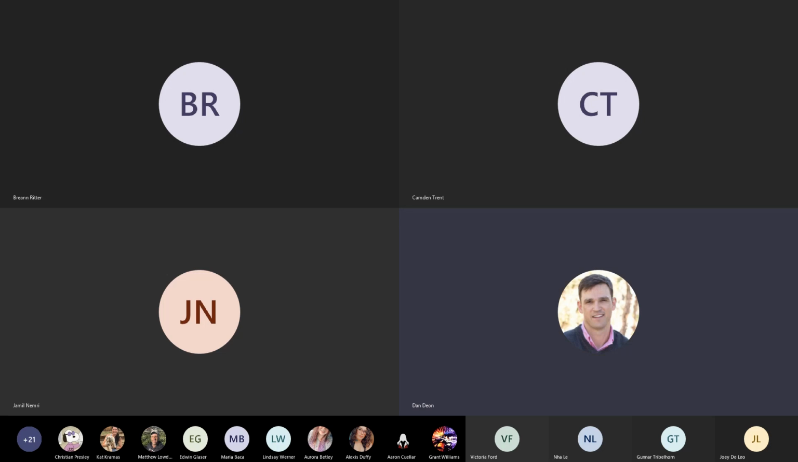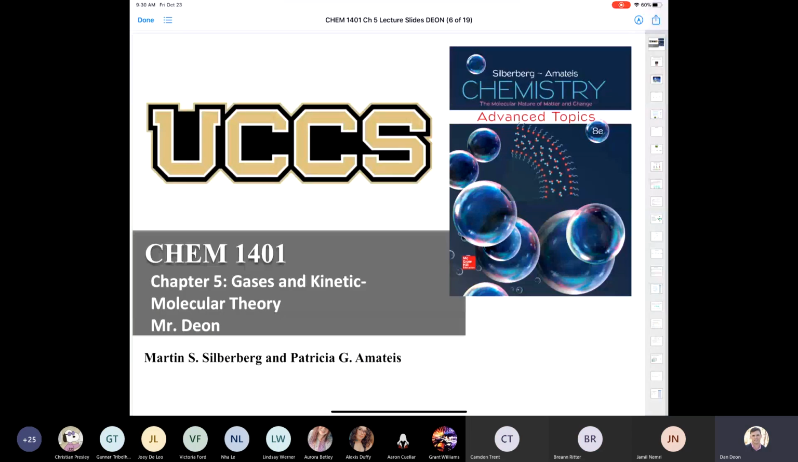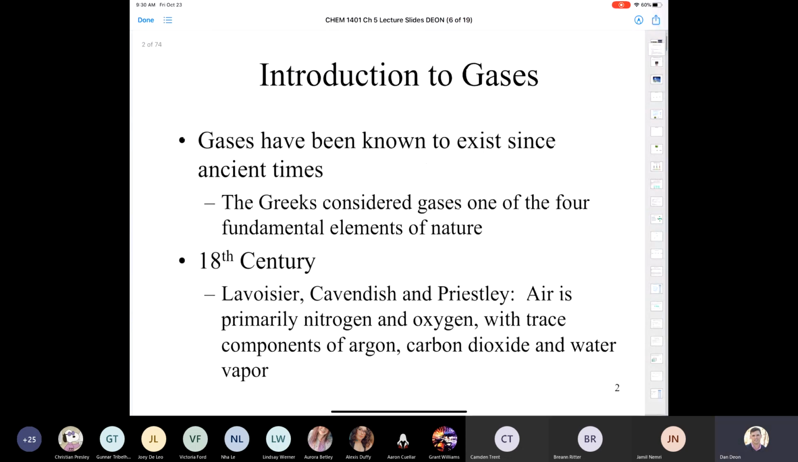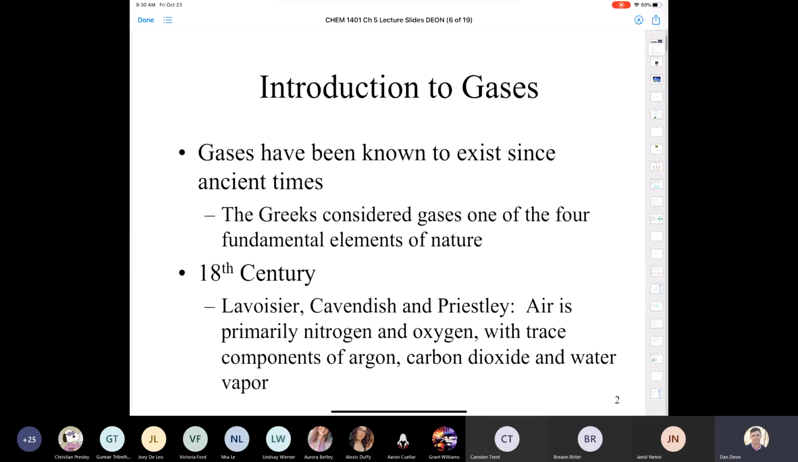Okay, this is chapter 5 that deals with gases and the kinetic molecular theory of gases. And let's get started right away with a bit of an introduction to gases. Gases have been known to exist for a long time, even since ancient times, way back when the ancient Greeks considered gases to be one of the four fundamental elements of nature.